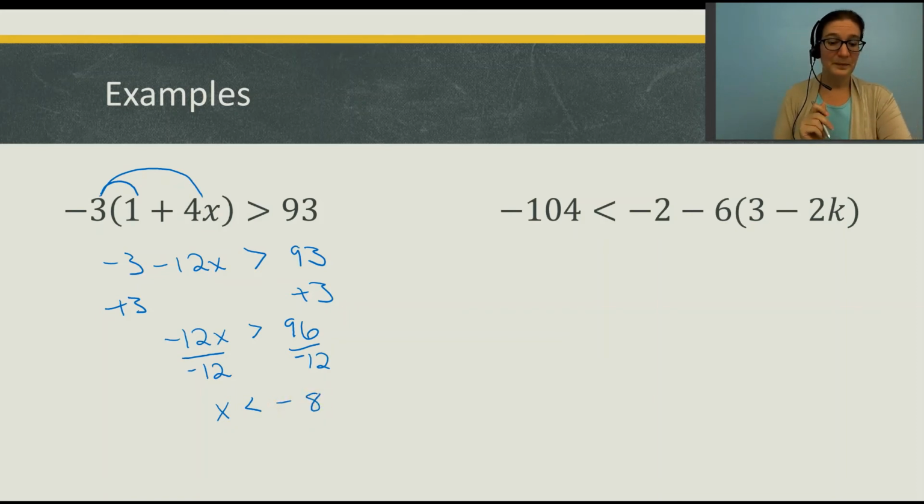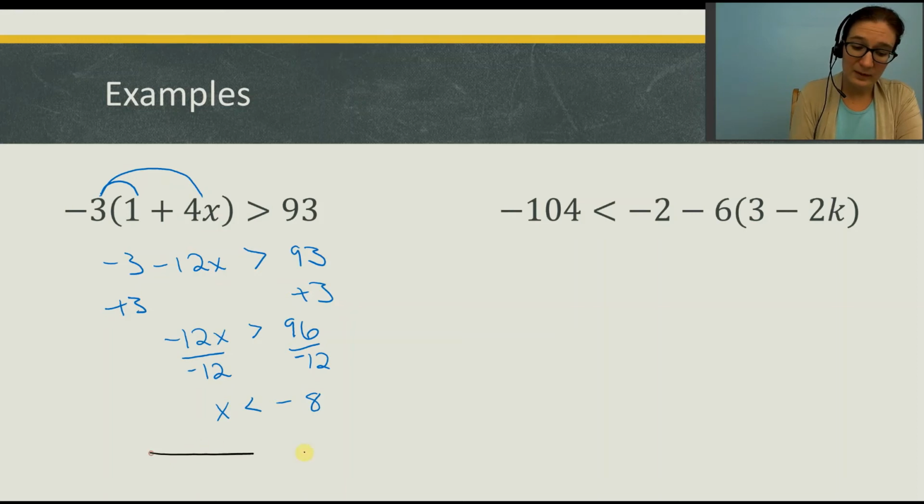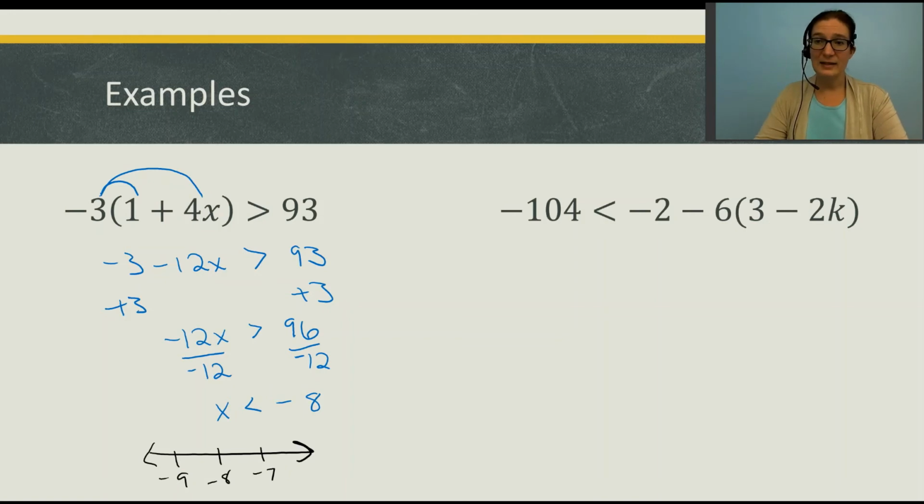Okay. So because it's an inequality, we should always graph it. So let's get a nice little number line going on. We're going to put our negative 8 in the middle. Negative 7 is bigger. Negative 9 is smaller. And because my x is less than negative 8, that means that I will have an open circle. It's not equal to negative 8, it's less than. And because it's less than, my arrow goes to the left to the lower values. Less than takes us left to the lower values. Okay. All right, let's go ahead and take a look at our problem on the right.